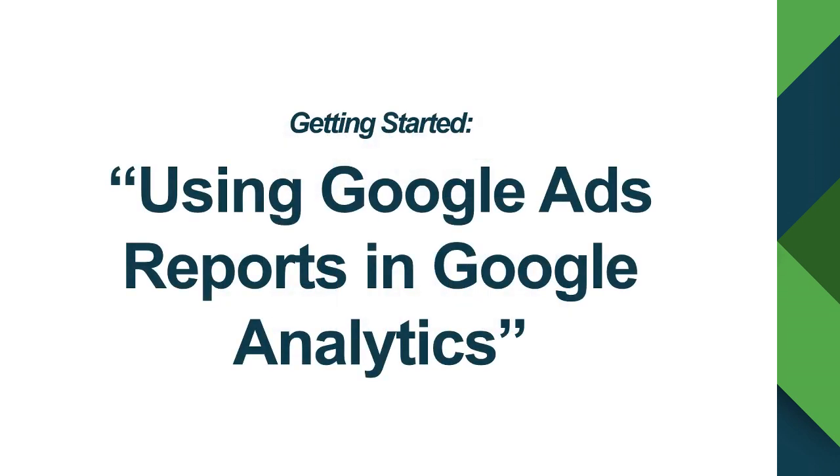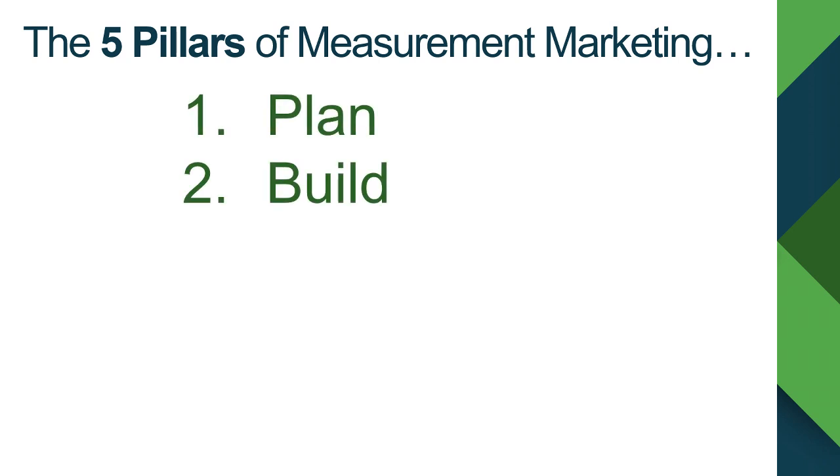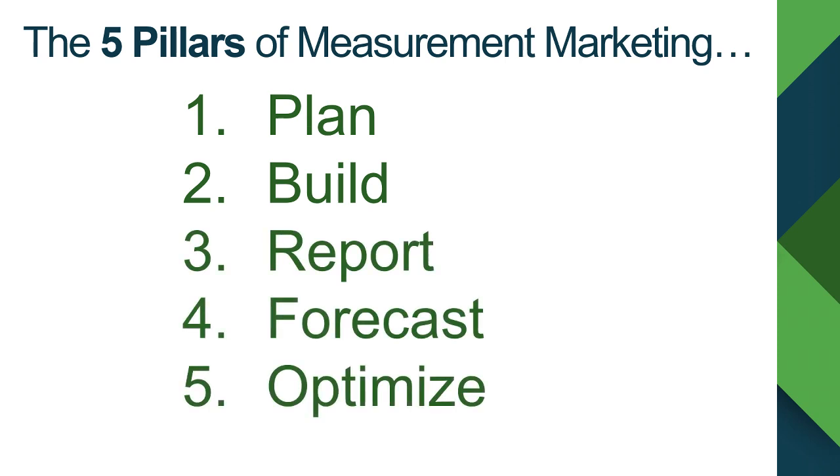All right, without further ado, getting started using Google Ads reports in Google Analytics. Now, we bring these 5 pillars up each and every time because as a measurement marketer, you need to make sure you touch all of these. The planning, the building, the reporting, the forecasting, the optimizing. That is what it means to become a measurement marketer. You're going through all 5 pillars of this.